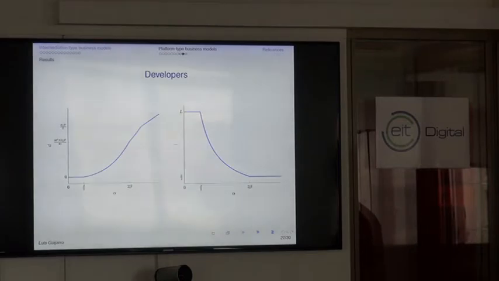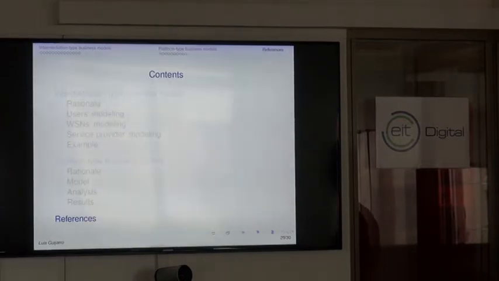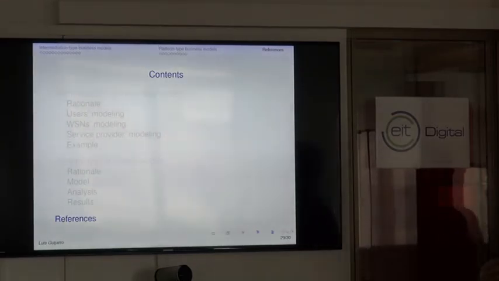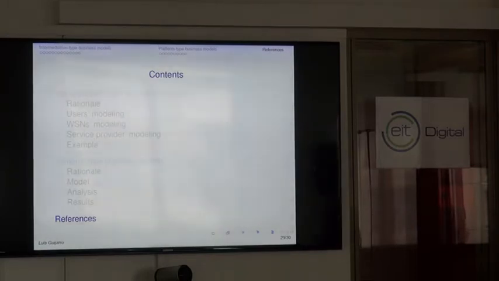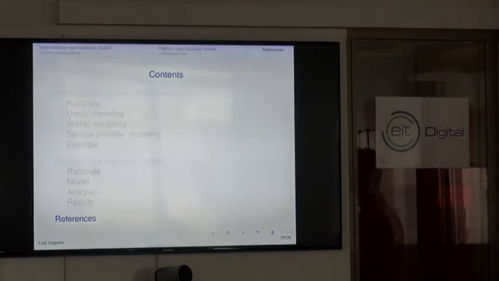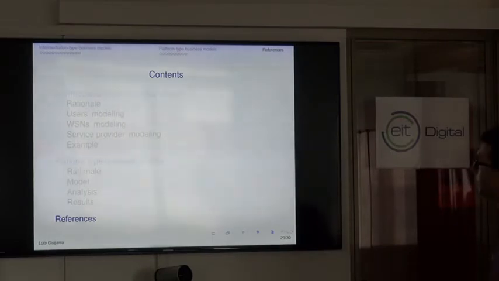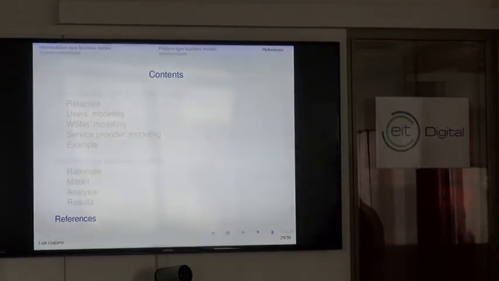So these were the business models I wanted to show you, which just illustrate the sort of economic model that we analyze in order to prove whether a business model is sustainable or not, and which are the incentives of the different agents involved in the different business models.